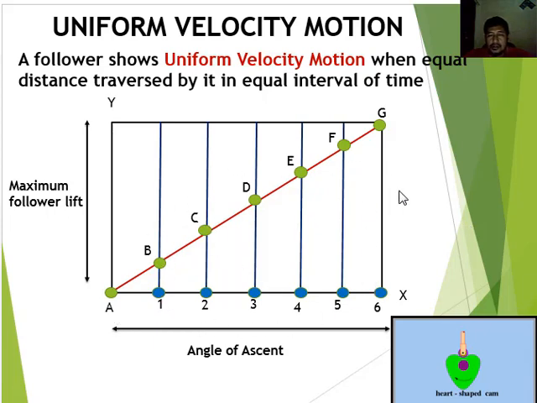For uniform velocity, we can look at a sample. This motion uses a heart-shaped cam like this. This is a sample of a uniform velocity motion cam. Since the follower moves with uniform velocity during its rise and return stroke, the slope of the displacement curve must be constant.